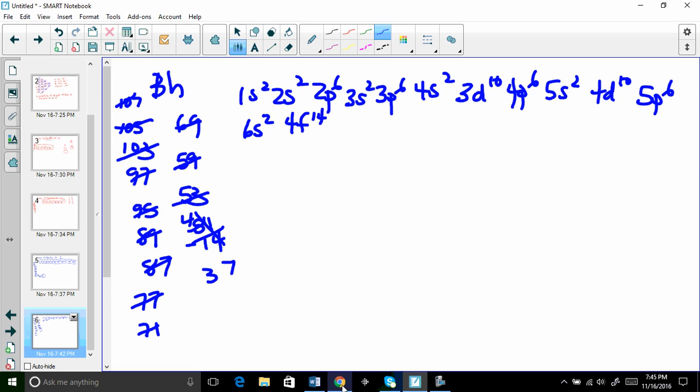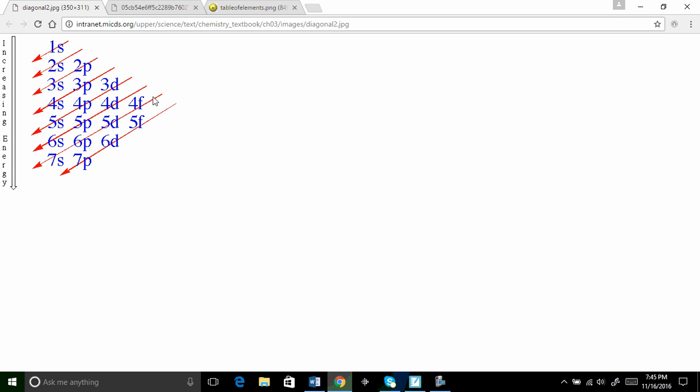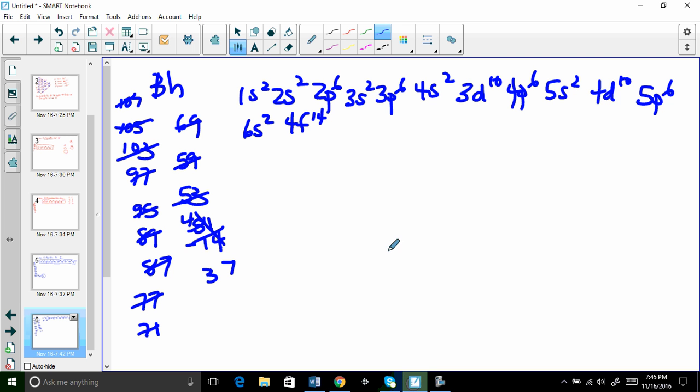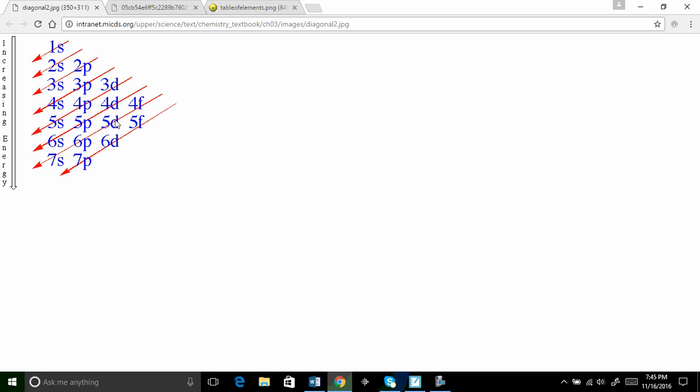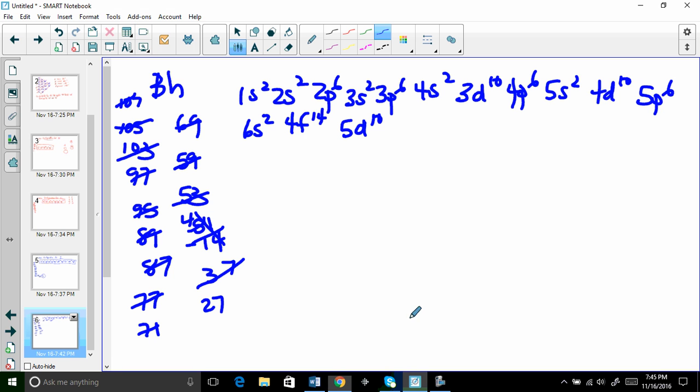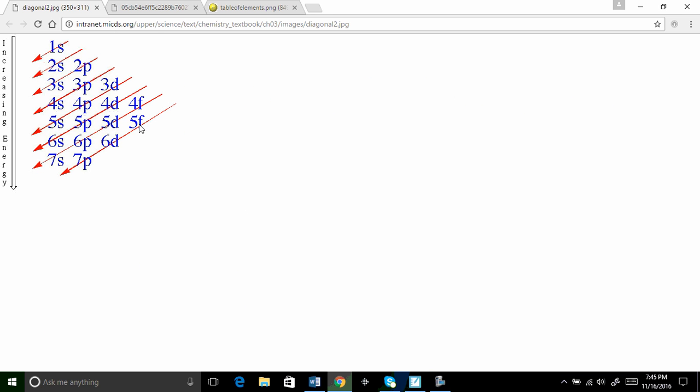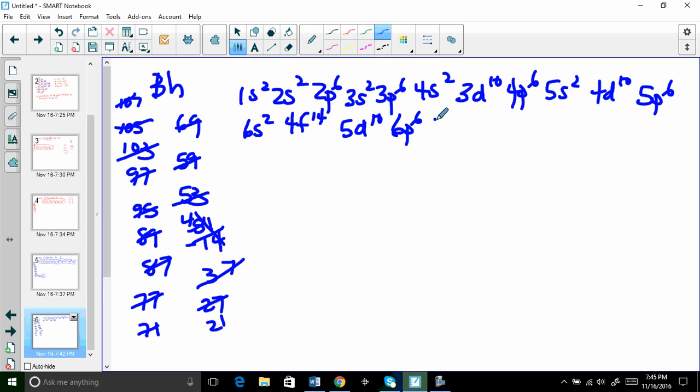I'm getting close. What fills after 4f is 5d, but d orbitals hold 10. So now I'm down to 27. What fills after 5d is 6p, but p orbitals hold 6. So now I'm down to 21. What fills after 6p is 7s. S orbitals hold 2. I'm down to 19.